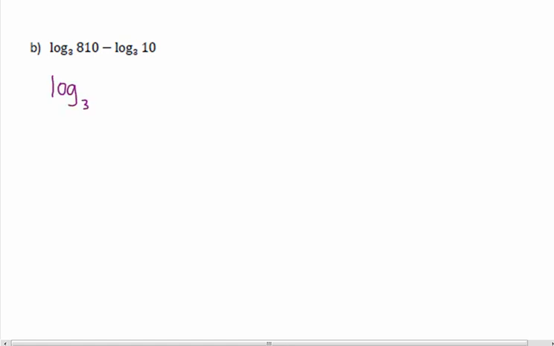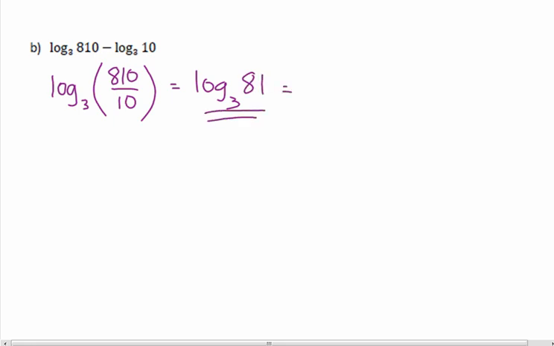Okay, so what do we do with this subtraction? What do we do if it's subtraction? Divide. 810 divided by 10. What does that equal to? 81. So you need this part for a single log. 3 to the power of what equals 81? 4.